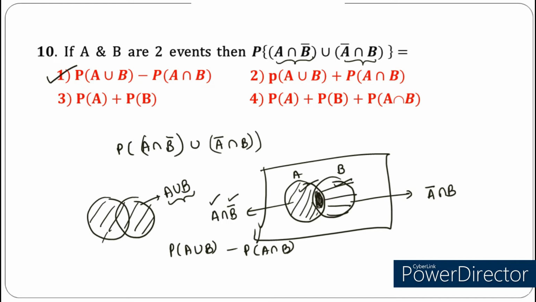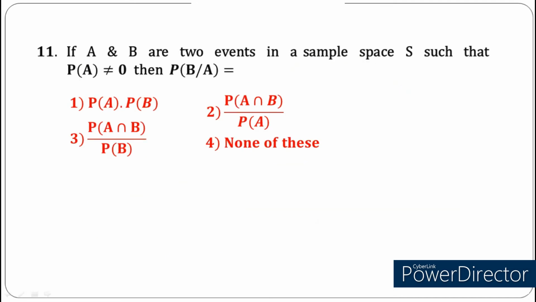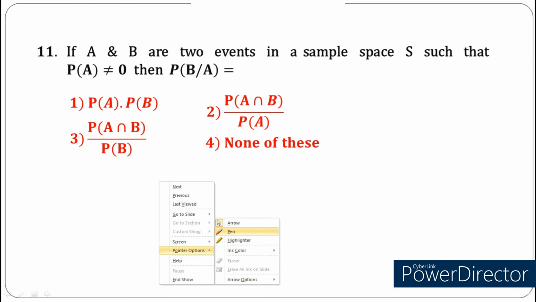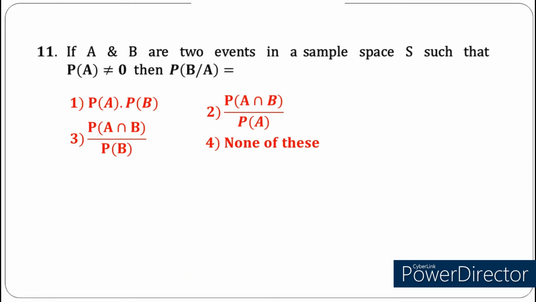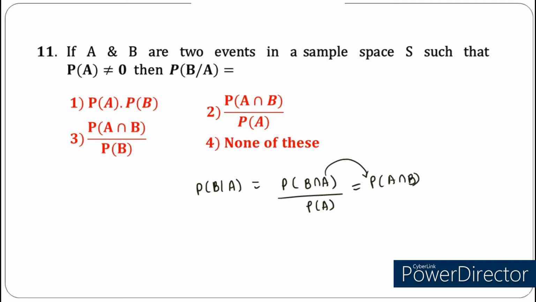Right. Let's look into the 11th question. If A and B are the two events in a sample space S such that P of A is not equal to 0, then they have asked what is P of B bar A. It is a direct question based on conditional probability. It is given by P of B intersection A divided by P of A. But P of B intersection A is the same as P of A intersection B, divided by P of A. Right. So which option? Option 2 is correct. It is just the definition of conditional probability. Right. We have seen this in the synopsis.